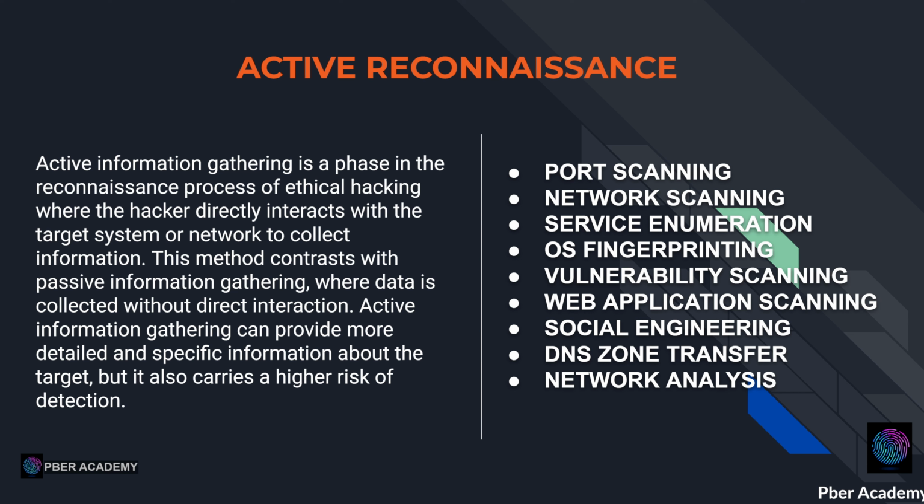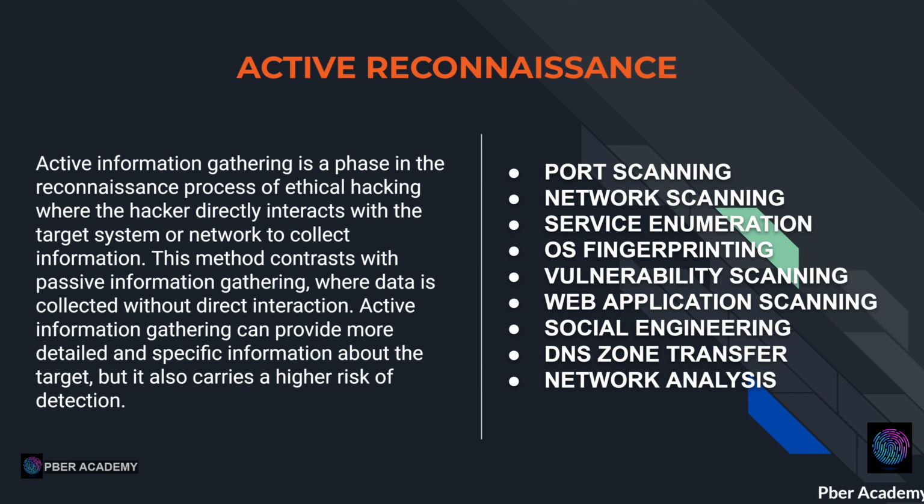Service enumeration. After identifying the open ports, an ethical hacker can probe those ports to gather information about the services running on them, including version numbers and more, using service detection options. OS fingerprinting: determine the operating system of the target device by analyzing the responses to various network queries, because I just need to know what kind of operating system is running, whether it is Linux-based, Windows, or Mac. Only then, based on that, can the ethical hacker choose the techniques, right? So that is very important. OS fingerprinting is very important.